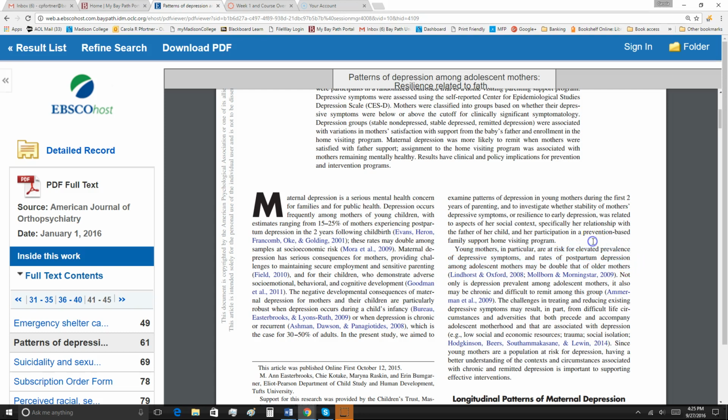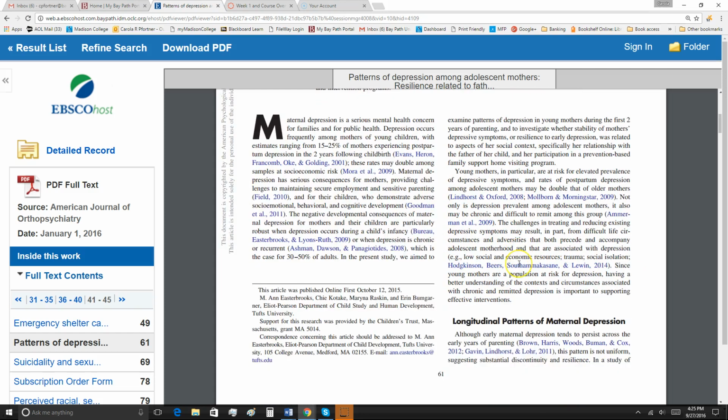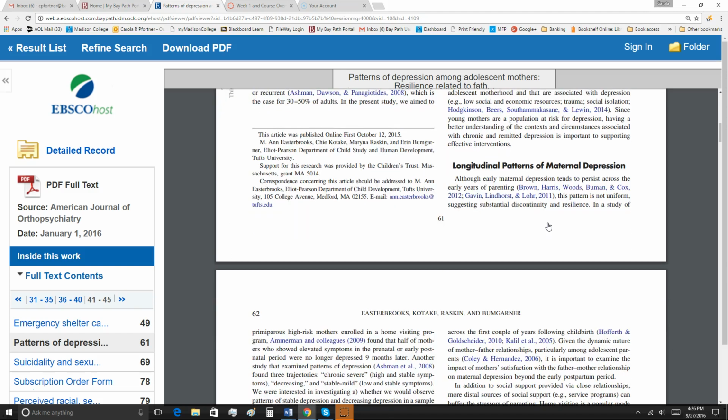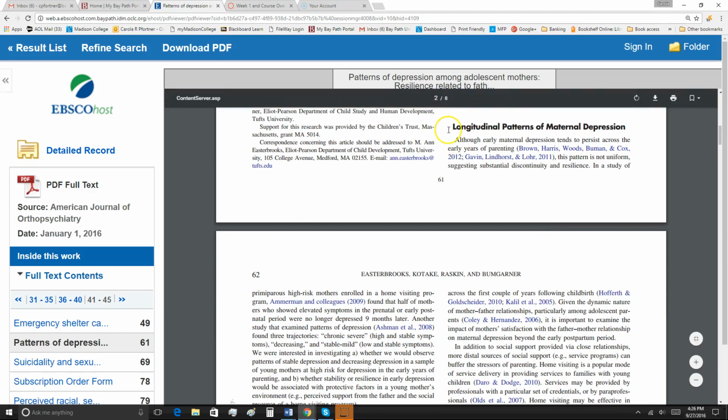But I also want to point out that even though I'm really interested in this piece of information, there is a reference that's mentioned right here that I can click to find out some more about the rates of postpartum depression, just like this article mentions here. I'm going to look a little further and take a look at this.